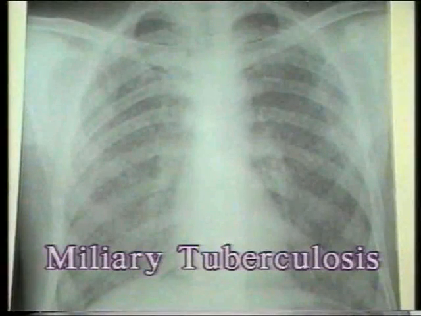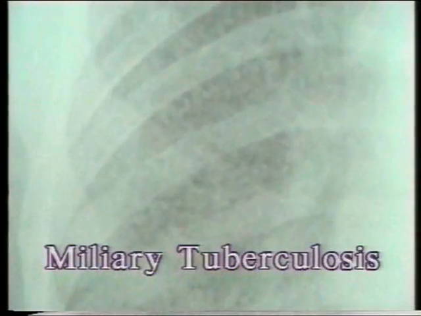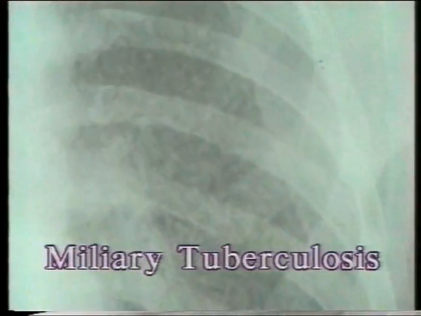This is another X-ray of miliary tuberculosis. Note the fine pinpoint mottling spread uniformly in both the lungs. Once again, note that the opacities are fairly uniform in size and they are separate from each other.